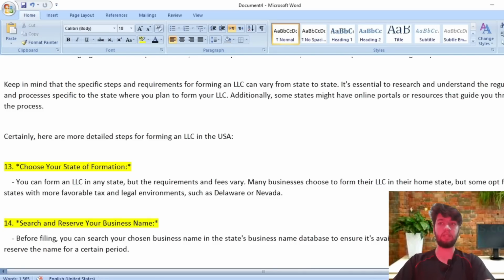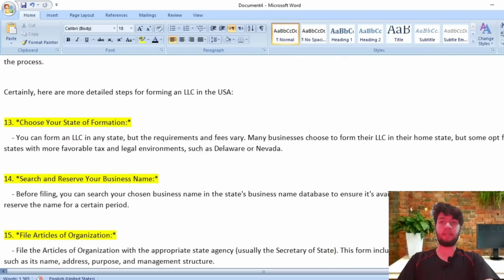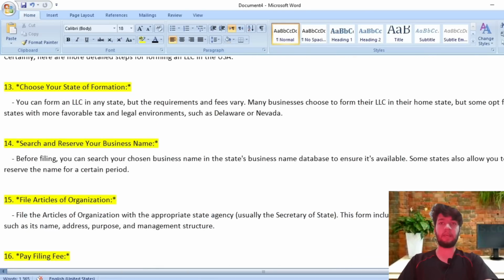Search and reserve your business name. Before you file, search your chosen business name in the state business name database to ensure it's available. Some states also allow you to reserve the name for a certain period.